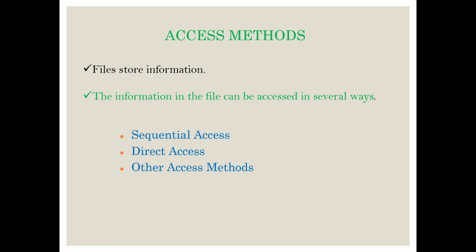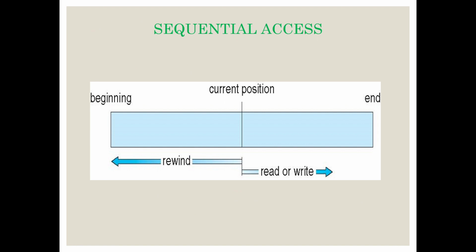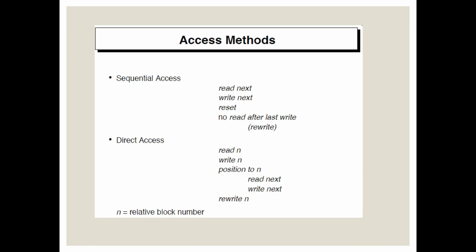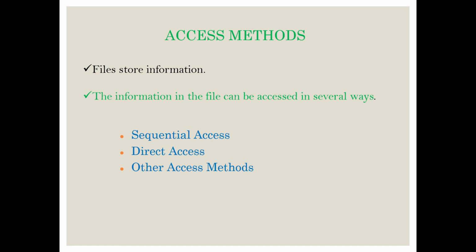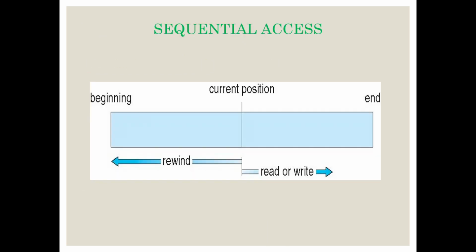So let us come to the access methods. We have seen several types of access methods: sequential access, direct access, and other access methods. Sequential means it will jump from step 1 to step 2, step 3 to step 4. For direct access, it will jump directly to the required step, from step 1 to step 2.